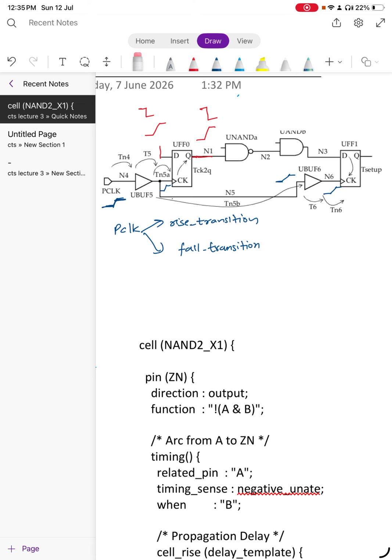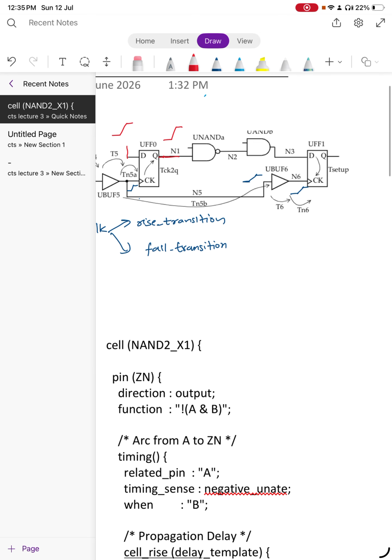So in first case, let's say the D is rising, because we don't know the transition. So we consider the low to high transition or rise transition over here. So Q will be rising. So over here, this will be a transition.